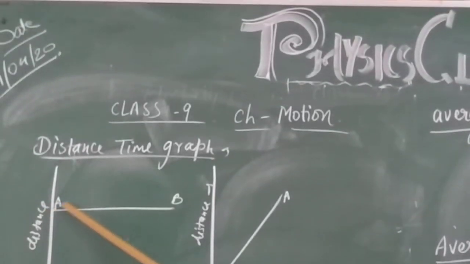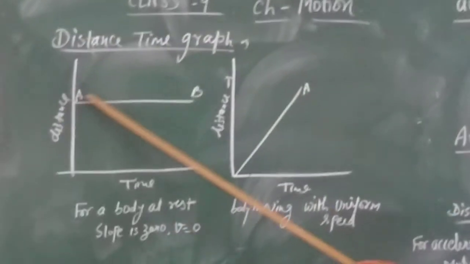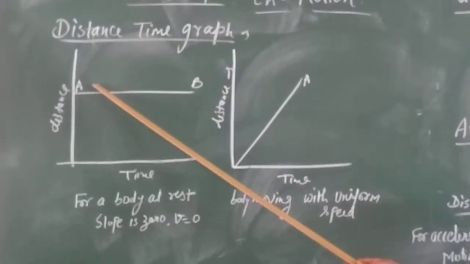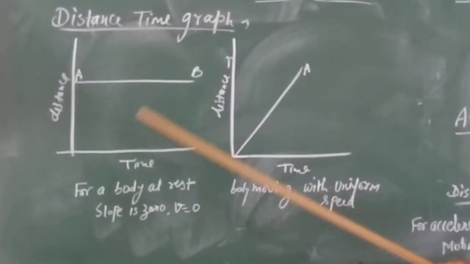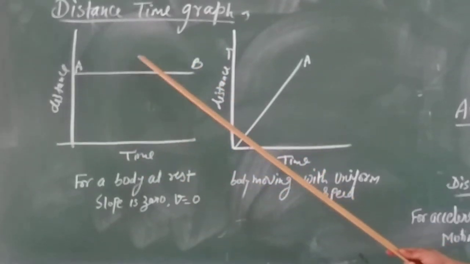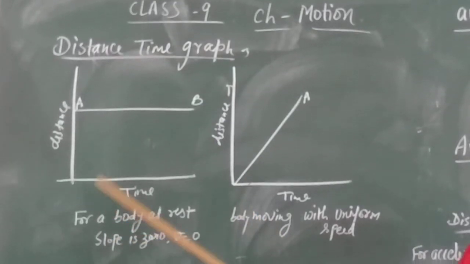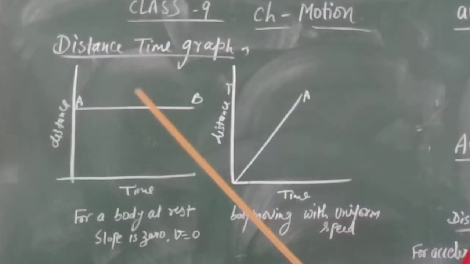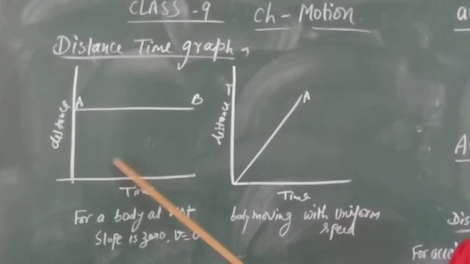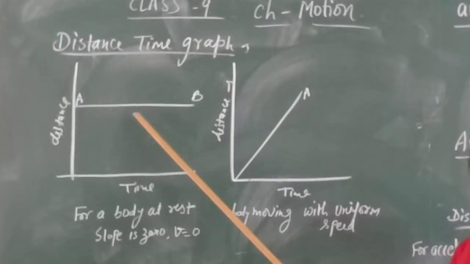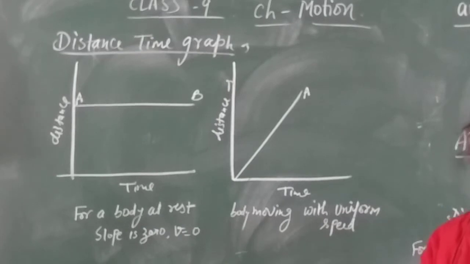If a line is inclined, then there is some angle. But this line is parallel to the x-axis. When two lines are parallel to each other, there is no angle. It means the slope is 0, that is v is equal to 0. In this case, there is no velocity of the body. The body is at rest, meaning there is no change in the position of the body.